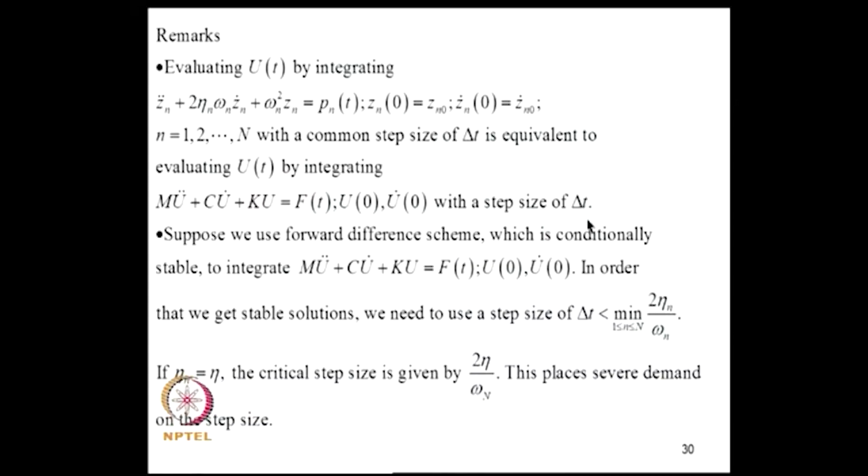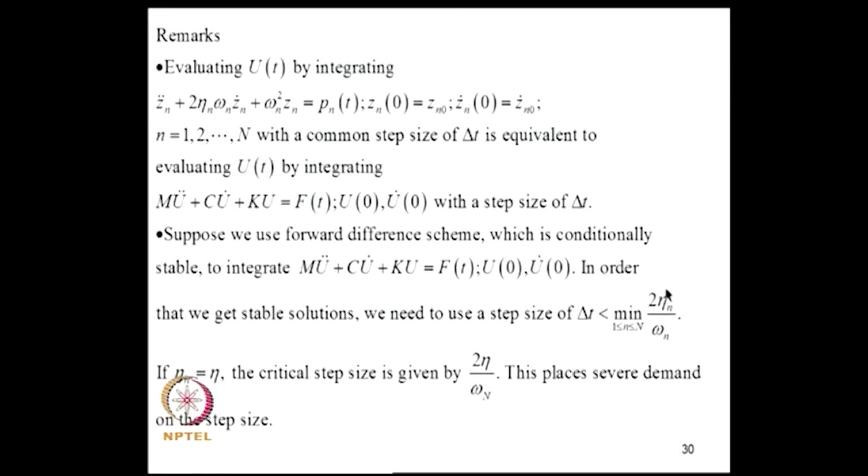So, this is something that is very important to take cognizance of. Suppose we are using forward difference scheme which is conditionally stable to integrate these equations, say m u double dot plus c u dot plus k u equal to f of t. In order that we get stable solutions, we need to use a step size of delta t which is minimum of 2 by eta n omega n, where this n runs from the first mode to the last mode.